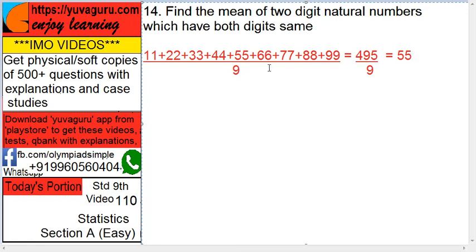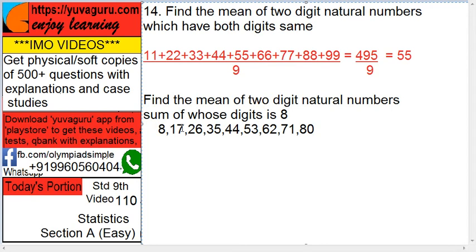I can change this problem and give you a separate problem. Suppose I give: find the mean of 2-digit natural numbers, the sum of whose digits is 8. Now 2-digit natural numbers and the sum should be 8. So if I start with 8, 17, 26, and so on up to 80, because it can't go beyond 80.